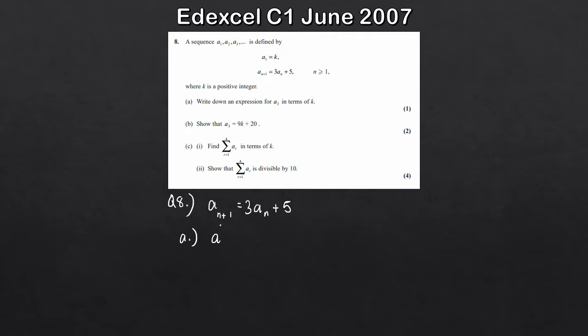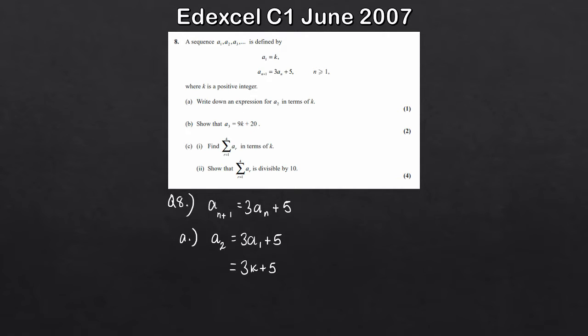Well, A2, we'd get that when n is 1. 1 plus 1 gives us A2. So we're using n equals 1. So A2 would be 3 lots of A1 here, plus 5. But remember, we know what A1 is. A1 is K, right? So in that case, all I do is substitute in 3 lots of A1, where A1 is K, so that's 3K plus 5 there. And that's our first part done, just for 1 mark.